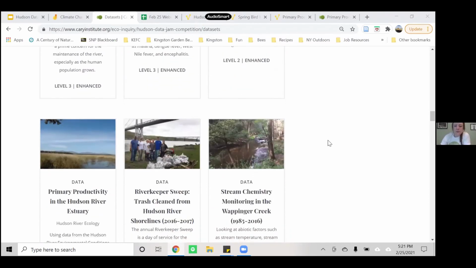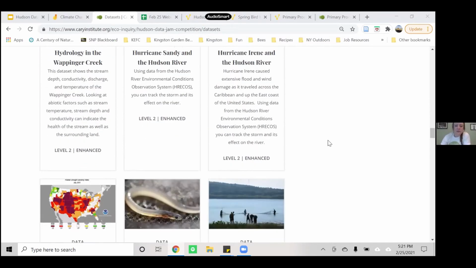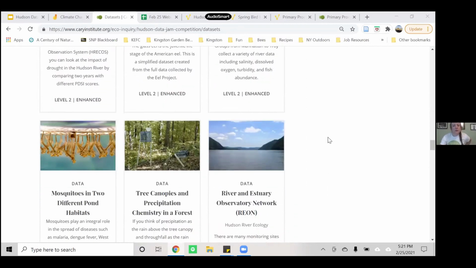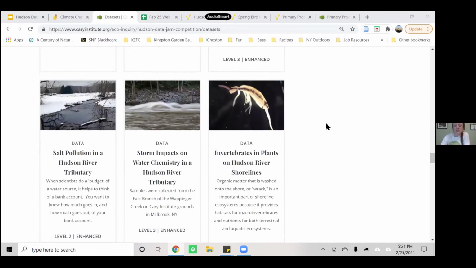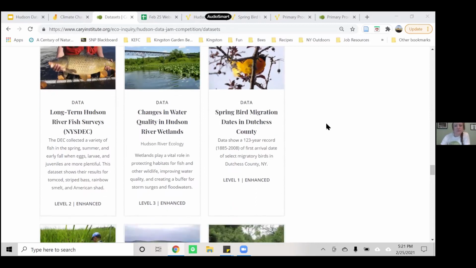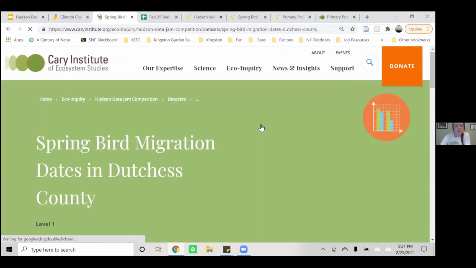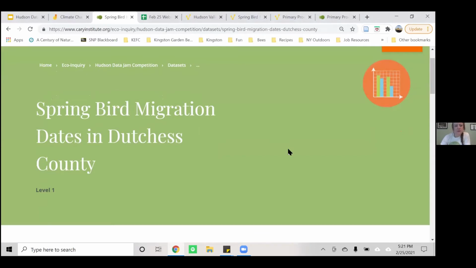So I want to pick one that we haven't gotten to yet, and we're going to spend the bulk of our webinar today actually looking at this data set together. So one of my favorite Data Jam sets here is the spring bird migration dates in Dutchess County. I'm going to open that up and give you a quick tour.